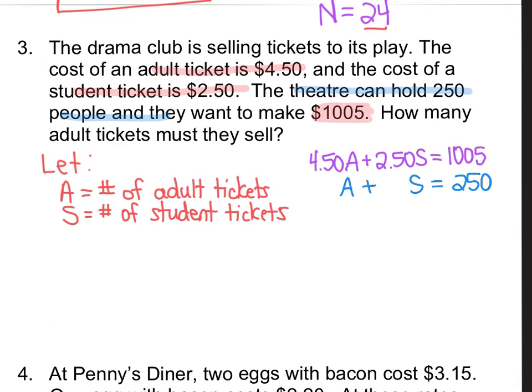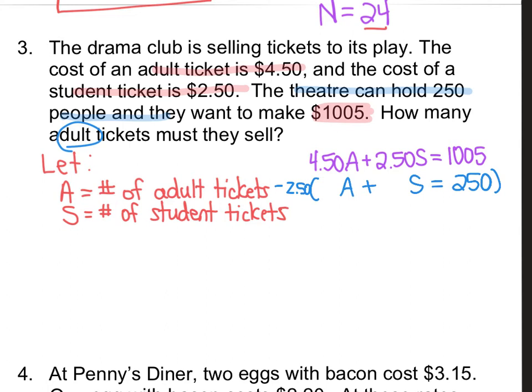Now you can see that this easily sets up for an elimination problem, but I want to be smart about what I'm going to eliminate. It says how many adult tickets. Because it says how many adult tickets, I want to eliminate my students. So the way that I'm going to eliminate my students, you can see in the top 250 each, is I'm going to multiply this bottom piece by negative $2.50 or 2.5.